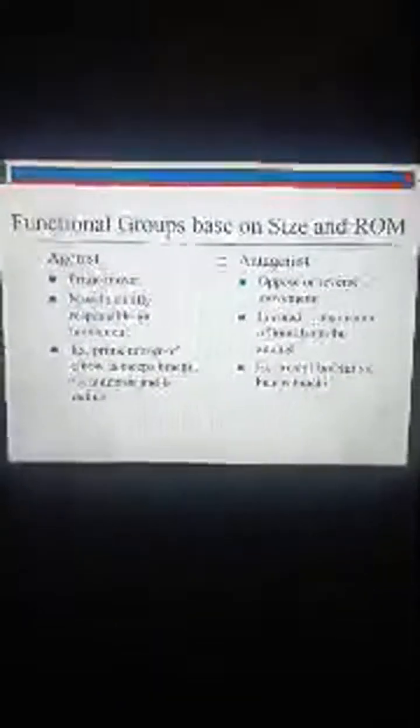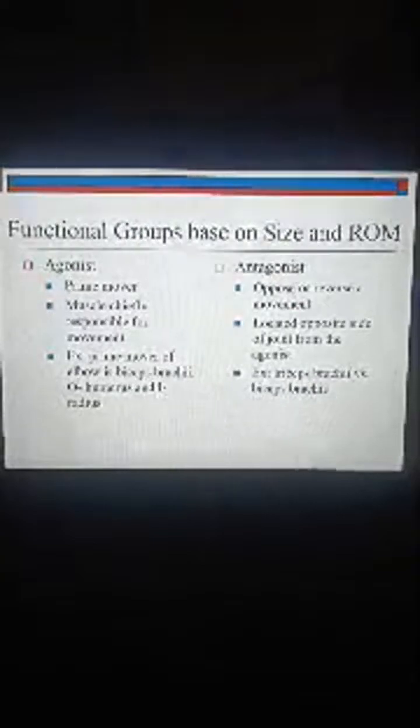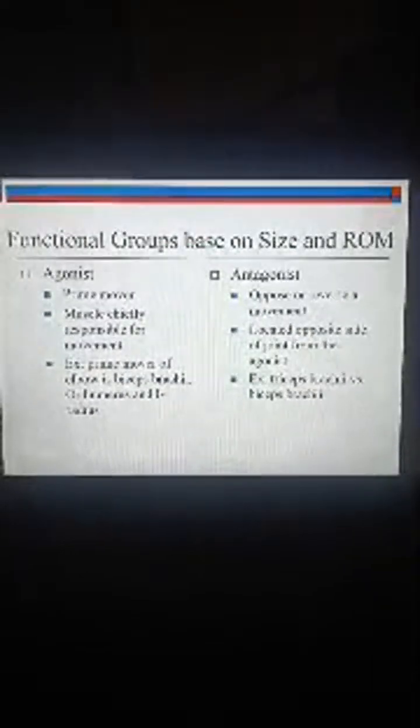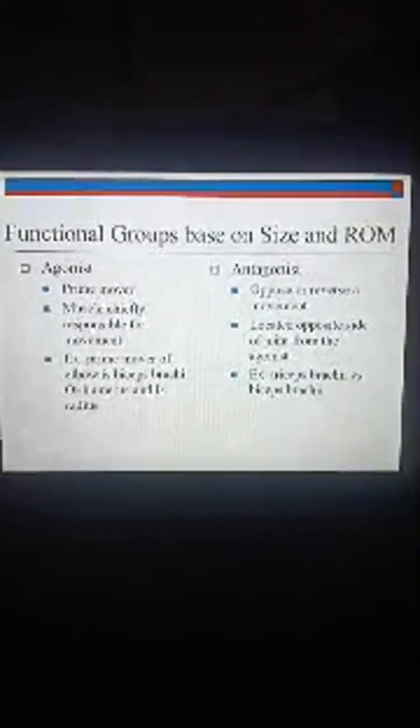Examples in the body, the prime mover of the elbow is the biceps brachii. So the origin is on the humerus, the insertion is on the radius, and when the biceps brachii contracts, the radius or the forearm moves closer to the humerus. The antagonist, that is the opposition or the opposite movement. So that would be like the Joker.